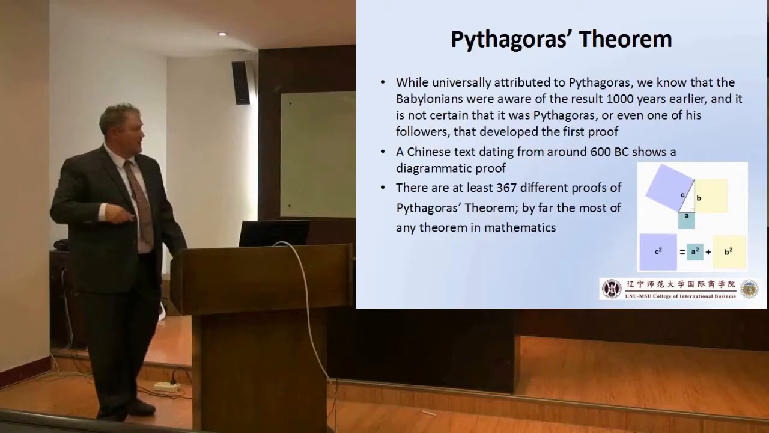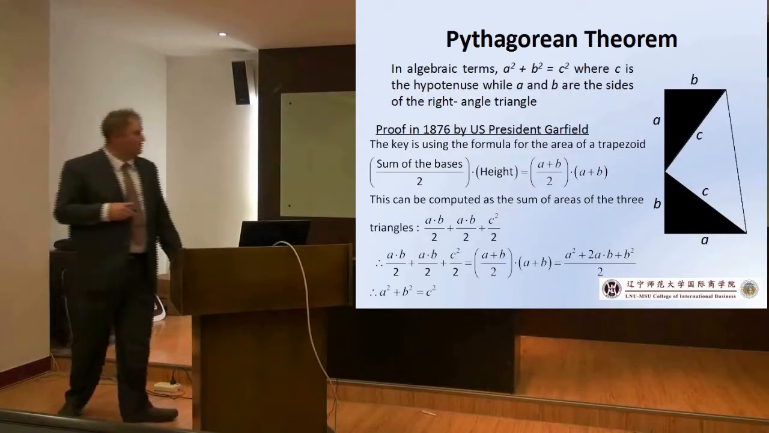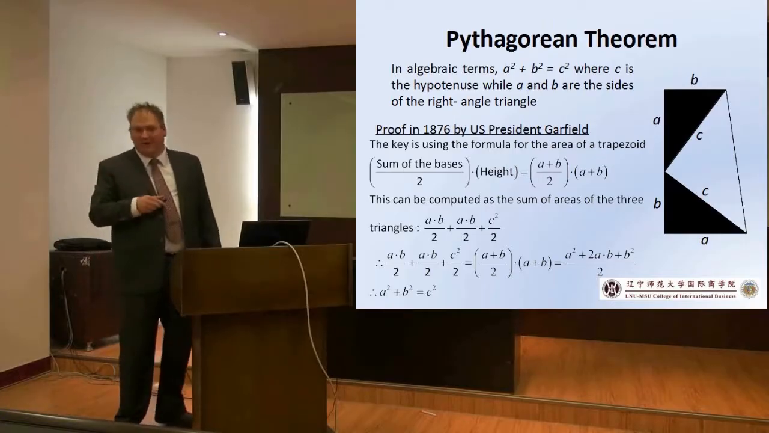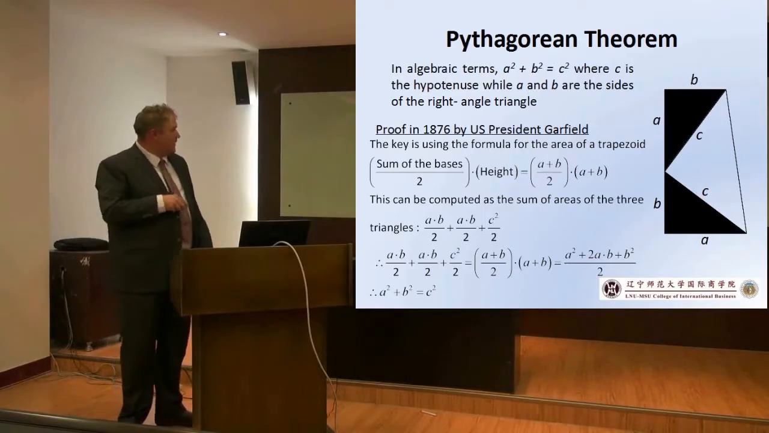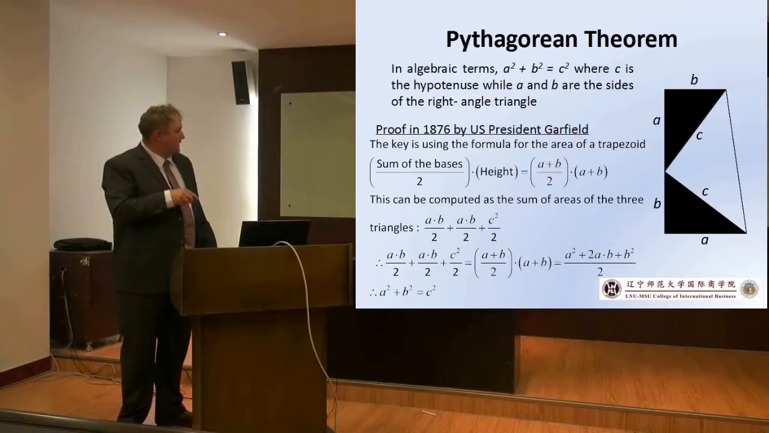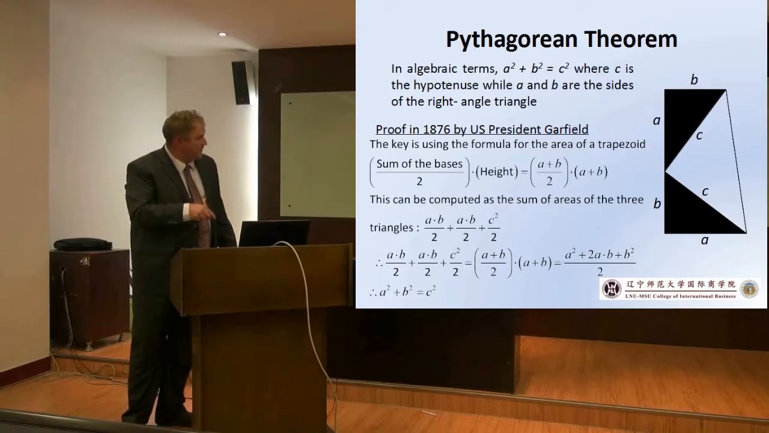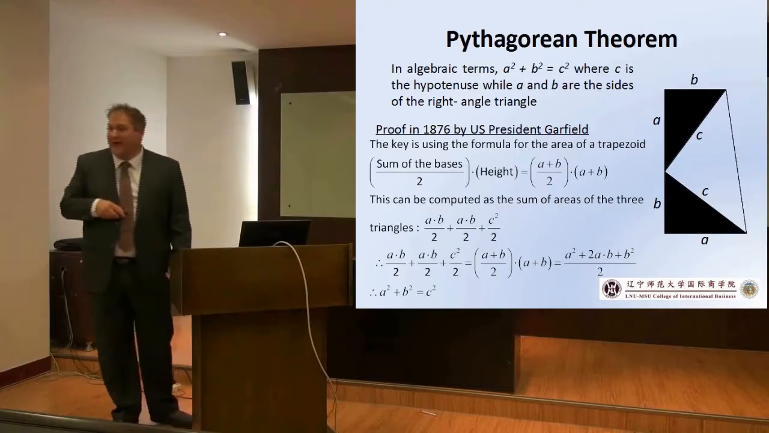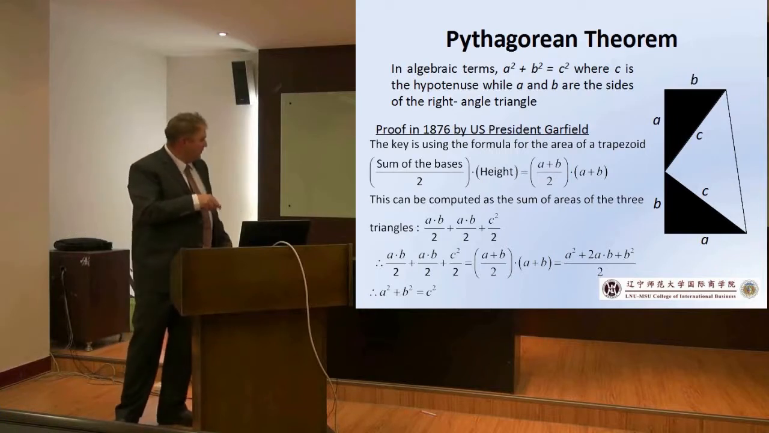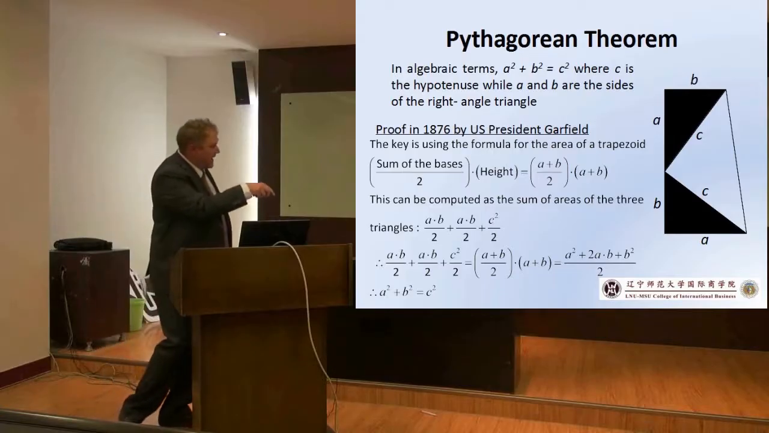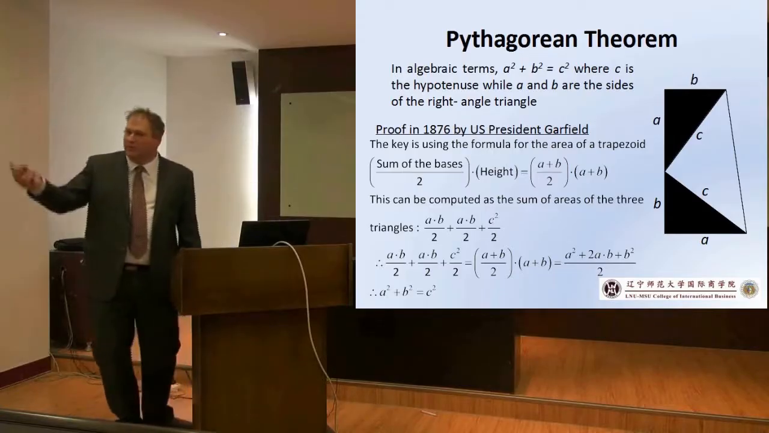Here's one done by US President Garfield. He came up with a quick proof of the Pythagorean theorem, so I thought I'd include that. I thought it was pretty neat. He uses the fact of a trapezoid, takes the area of a trapezoid, the sum of the bases and the height, and says this here is half a square, because this is 90 degrees here. So it basically is half a square, and when you work it out, you get a squared plus b squared equals c squared.